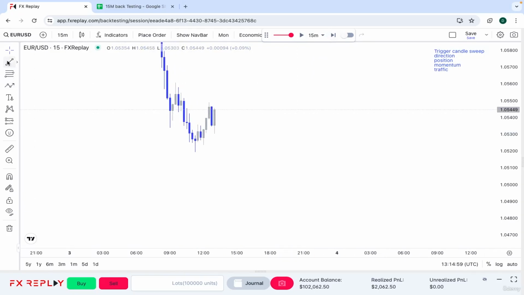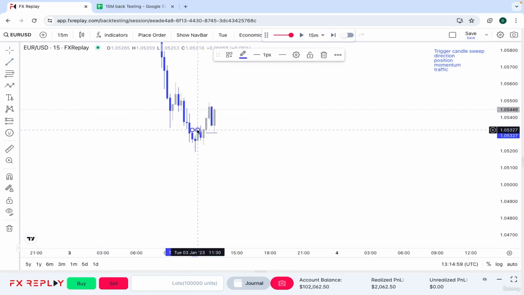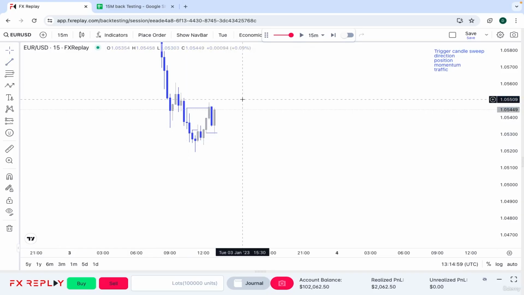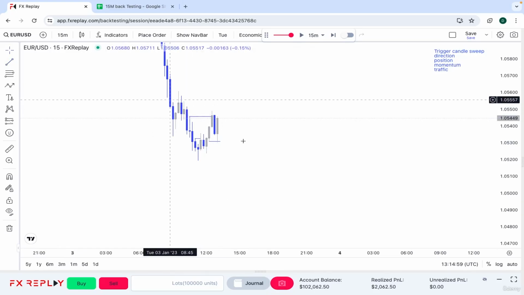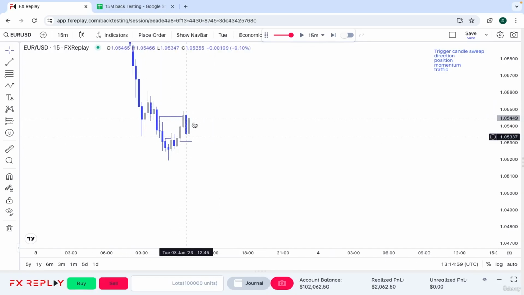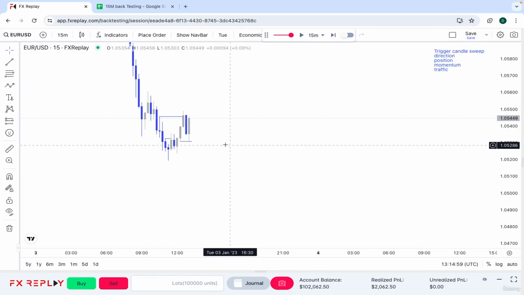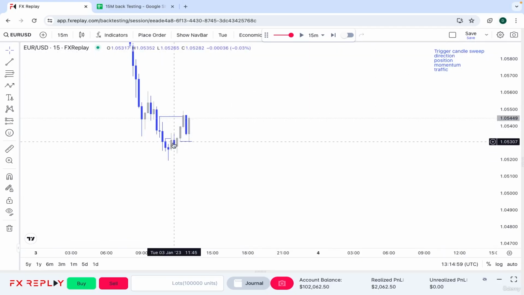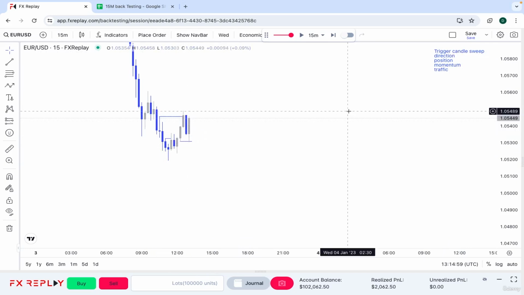Okay. We've got a sweep here. There's our trigger candle. We've already broken this area here. We've just broken this here as well. So although at first glance it still looks bearish, directionally we're actually bullish. Let's just go through the criteria. Trigger candle sweep, yes, we've got that. Direction, the most immediate direction, yes, we've got that.